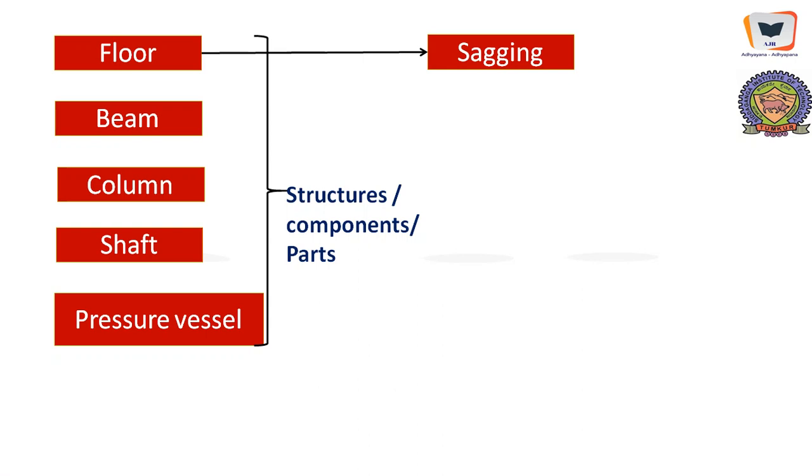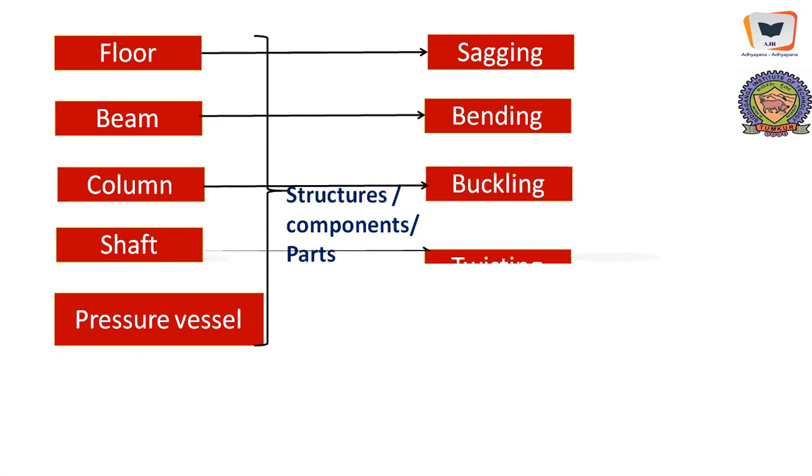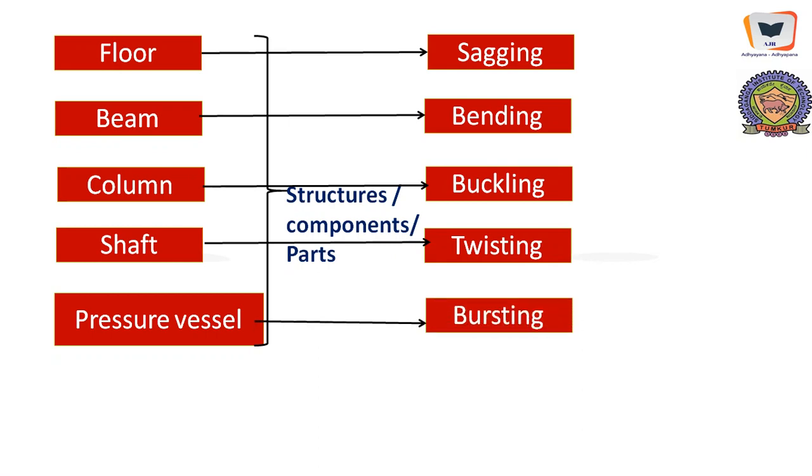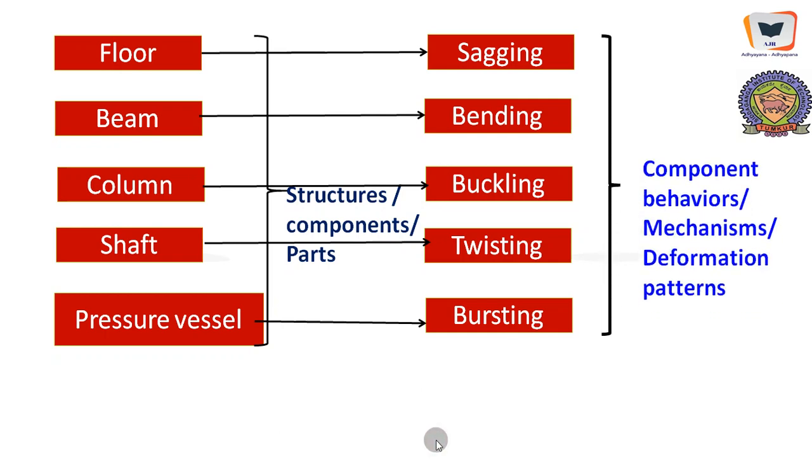A floor sags, a beam bends, a column buckles, a shaft twists, and a pressure vessel bursts under the ultimate loading conditions, when the capability of the material out of which they are made is exceeded under the action of exceedingly high loads. The sagging, bending, buckling, twisting and bursting are called mechanisms or behaviors or deformation patterns.